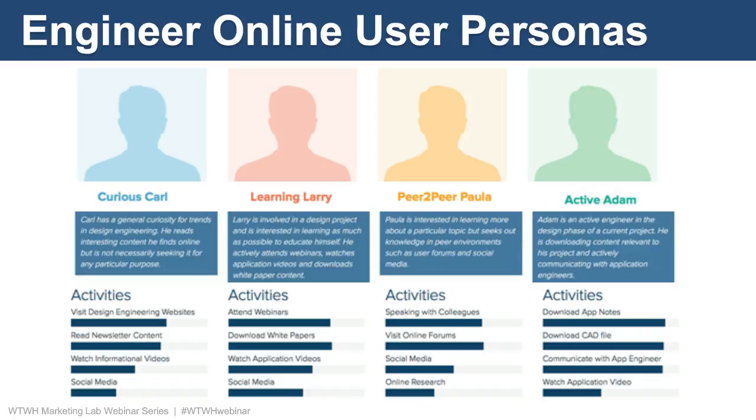Next, we have peer-to-peer Paula, and she relies on her peers to learn about companies and products. She needs to validate any information she's found with her peers in an environment where she can speak to colleagues on forums, social media, and other online communities. She really values what other people have to say about their experiences with products and with other companies.